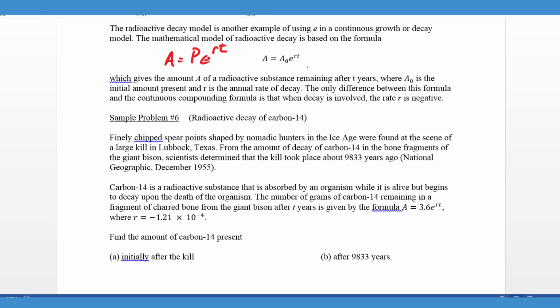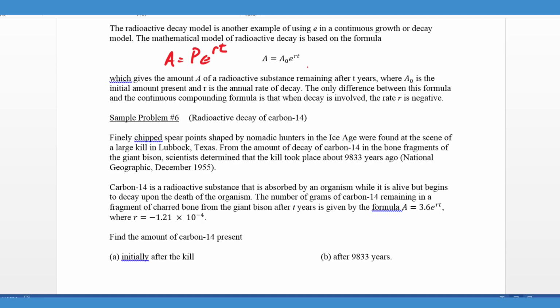Now, if you notice in sample problem number 6, I'm going to let you do this in a second, the formula is 3.6 e to the rt, and you may be thinking to yourself, well, wait a minute, 3.6 does not create a decay model. That's values greater than 1, and so what it ends up doing is creating a growth model. But what you'll notice is right after that it says that the r is negative 1.21 times 10 to the negative 4th, and so what you're going to have there is a negative exponent value that is actually going to create a fraction between 0 and 1, and that's where the decay is actually going to come from.